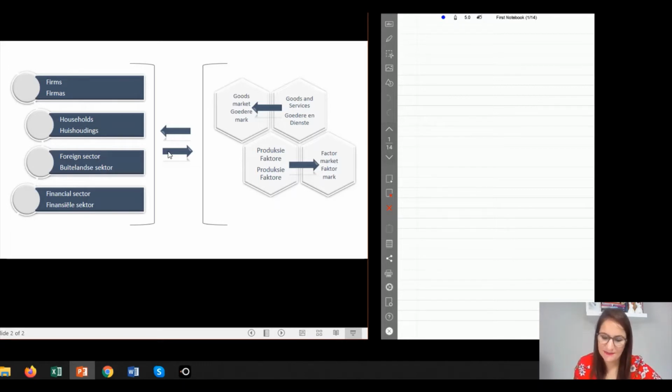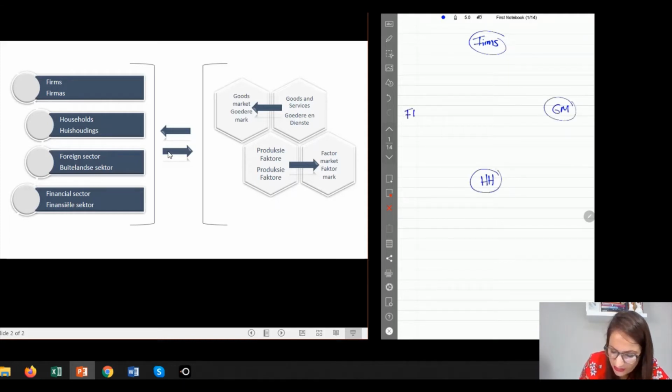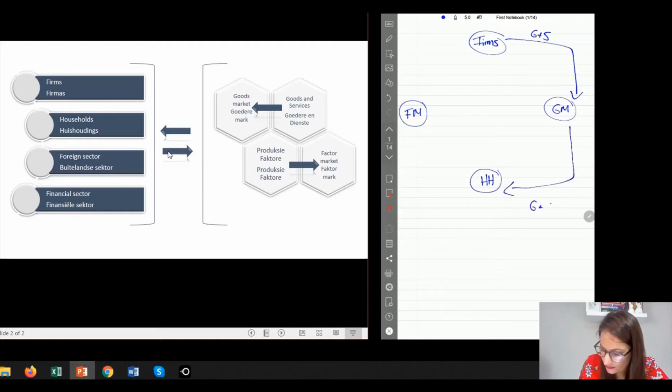So let's see. First you have your firms, and then you have your households. You have your goods market, and you have your factor market. Your firms provide goods and services to your goods market, and the goods market gives goods and services to your household. In return, your households provide your production factors to your factor market, and your production factors get supplied to your firms.